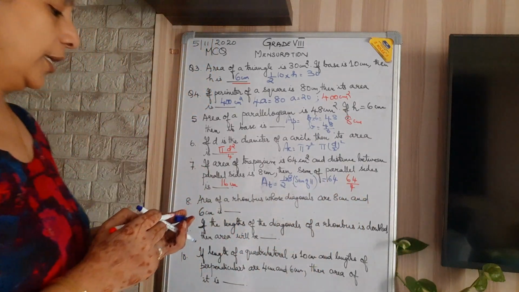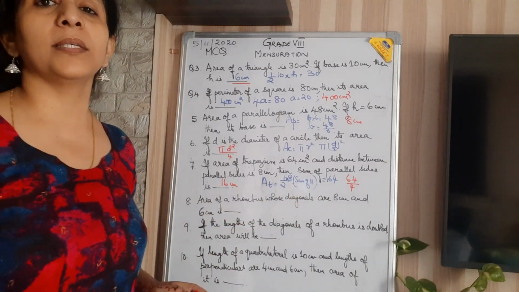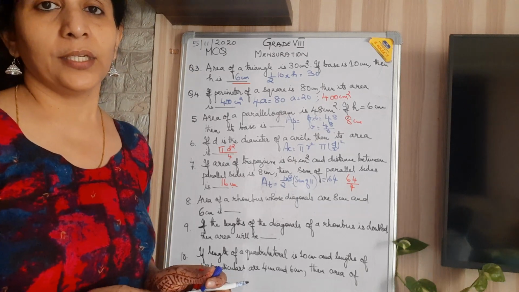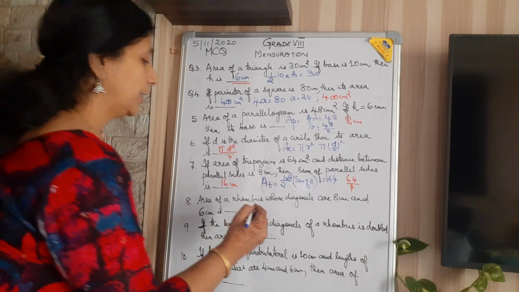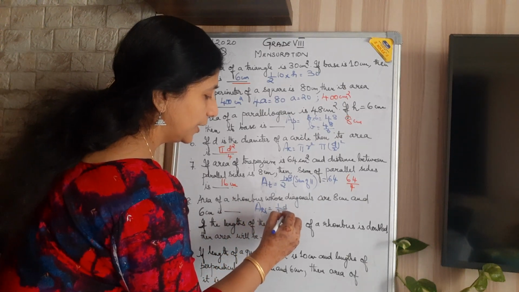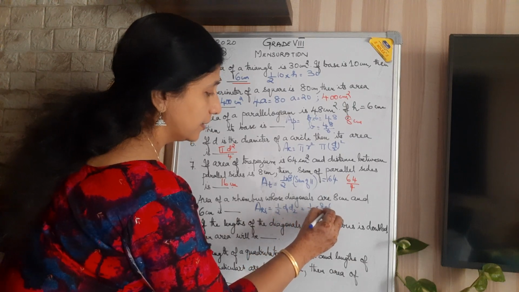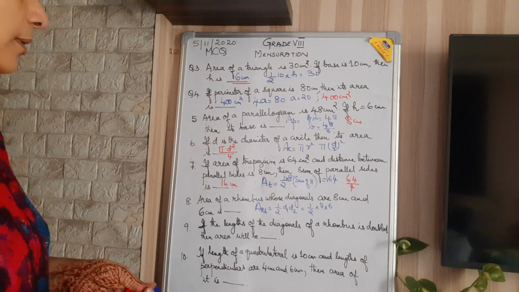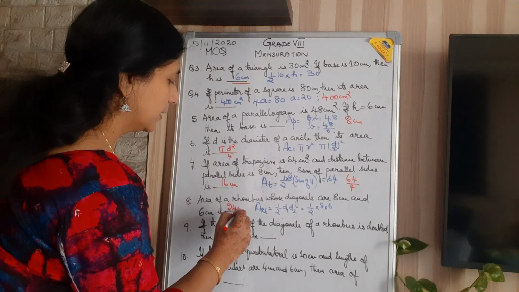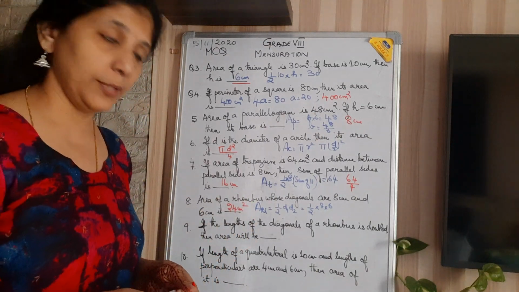Now the area of a rhombus whose diagonals are 8 centimeter and 6 centimeter. When the diagonals are given, how will you find the area? Area is half d1 d2. So the area of a rhombus is half d1 d2. d1 and d2 both are given, that is half into 8 into 6. 8 6s are 48, 48 by 2 is 24. So you have got the answer as 24 centimeter square.